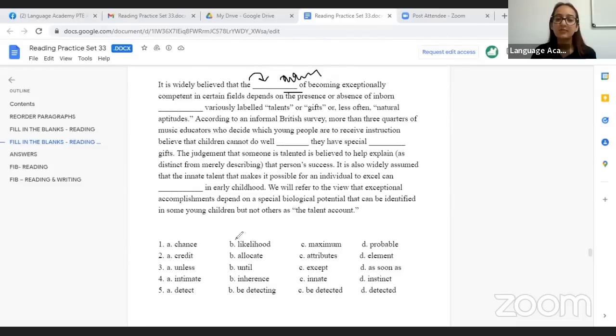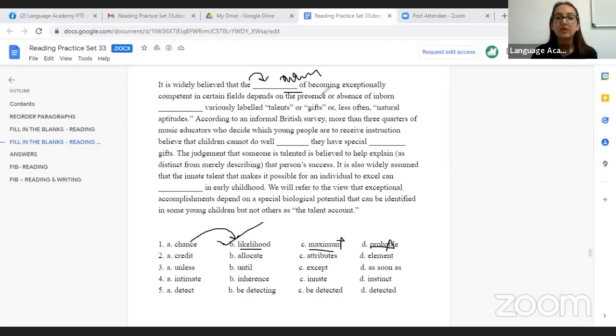So the chance of becoming... likelihood and chance are slightly the same. Chance is a very unacademic word, and likelihood means possibility, which is an academic version of chance. We cannot say maximum, as it is not a noun, and probable is not a noun, so these cannot be the answers. So we'll select likelihood over chance, being the more academic word.